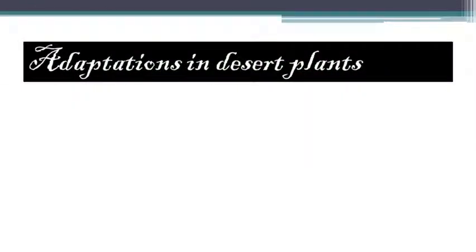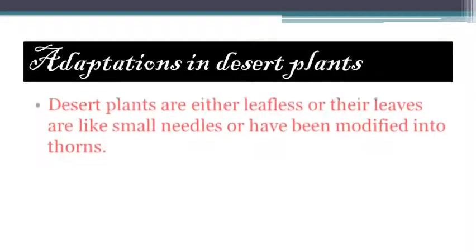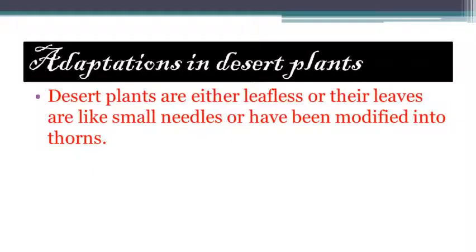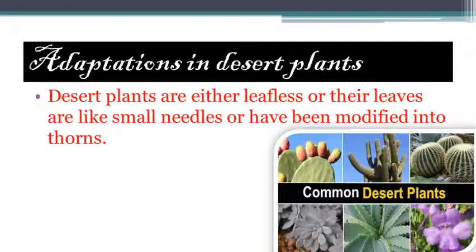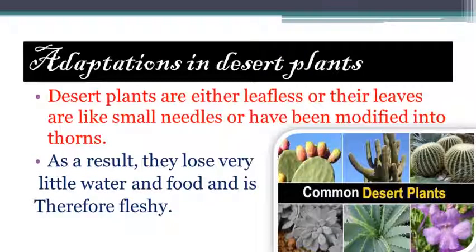Okay, so first is adaptation in desert plants. Desert plants are either leafless or their leaves are like small needles or have been modified into thorns. Student, you can observe in the picture that in some plants instead of leaves, thorns are present, which are very small needle-like structures. As a result they lose very little water by the process of evaporation. Evaporation means the water is lost from the plants in the form of vapors.